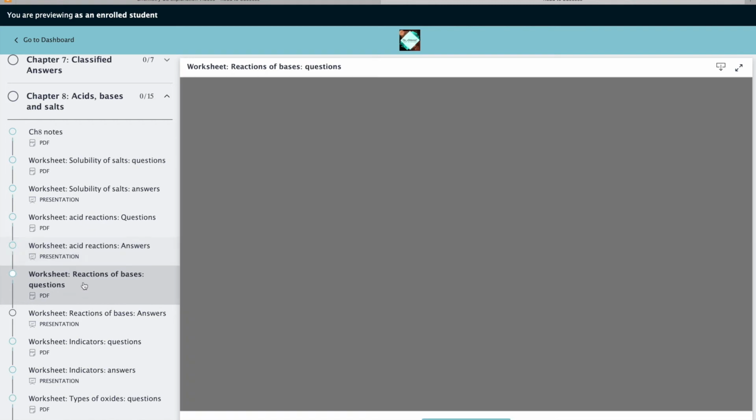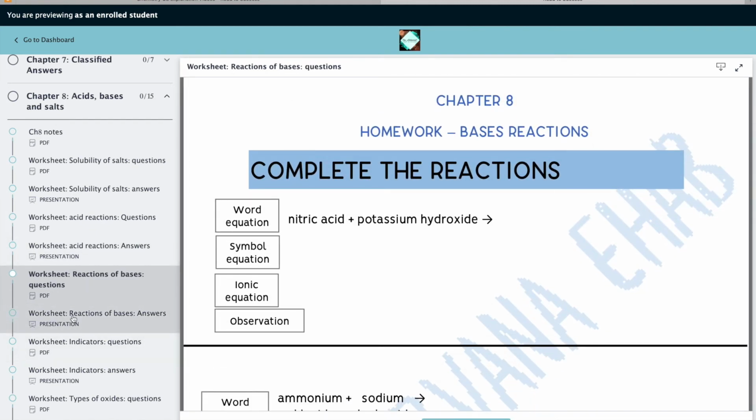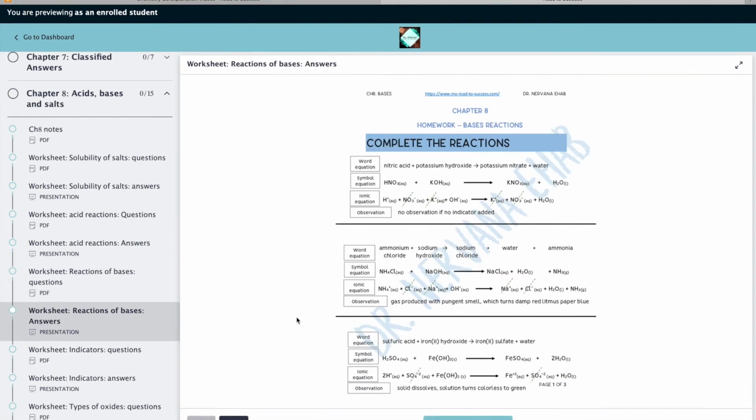And then this is another worksheet on the bases, and this is another worksheet on the answers here.